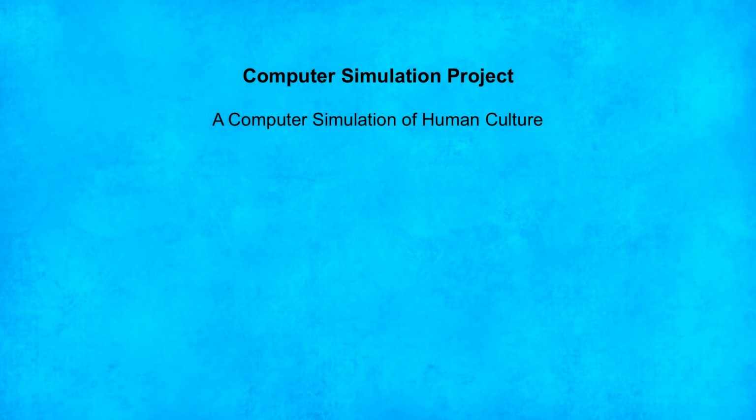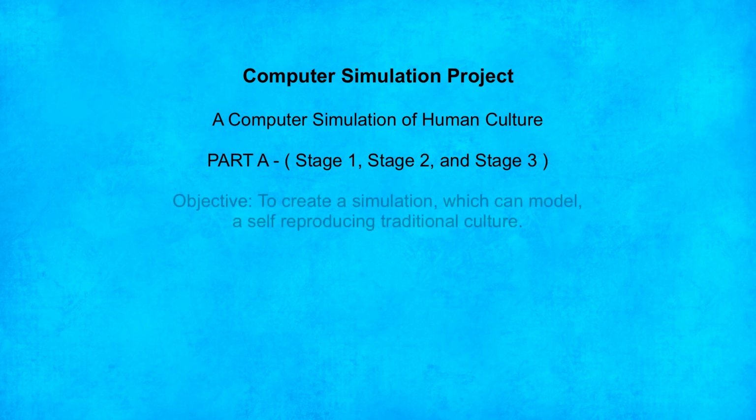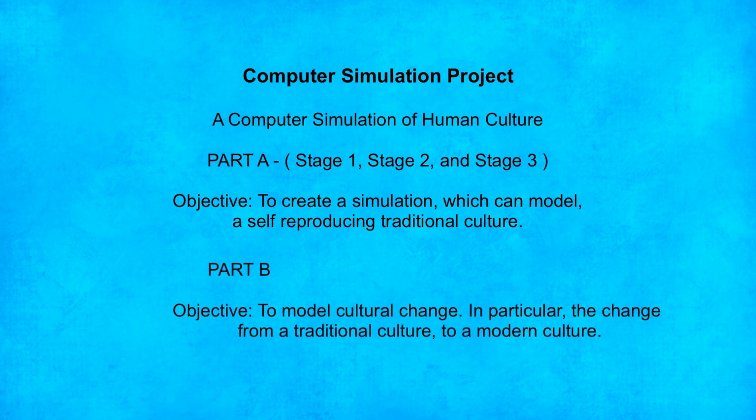This now ends the video, and it also brings to an end part A of the simulation project, which has 3 stages. The objective of this first part was to create a simulation which can model a self-reproducing traditional culture. And as we have just seen, this has now been completed. In the next part of the project, part B, the objective will be to model cultural change. And in particular, the change from a traditional culture to a modern culture. So I hope you'll be back for that.